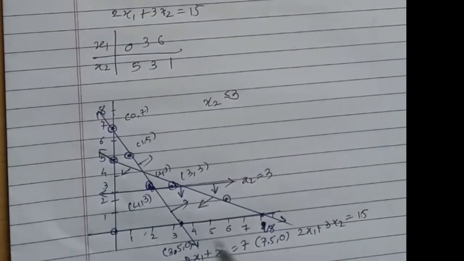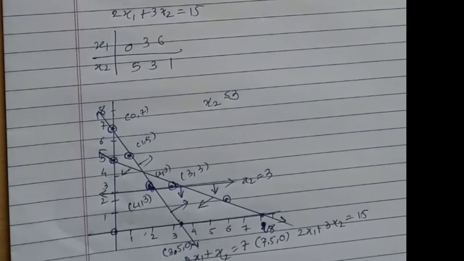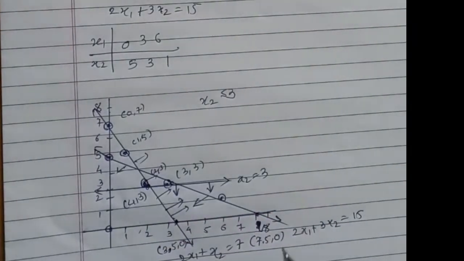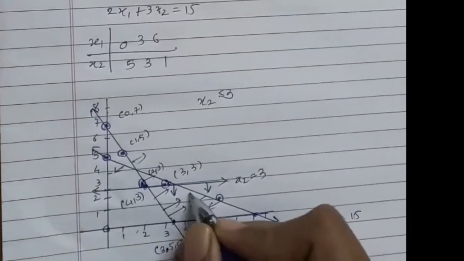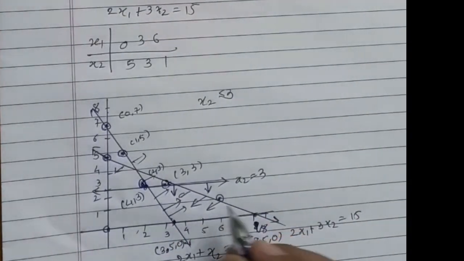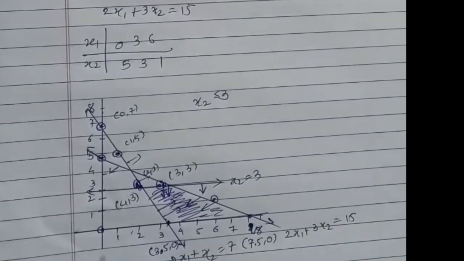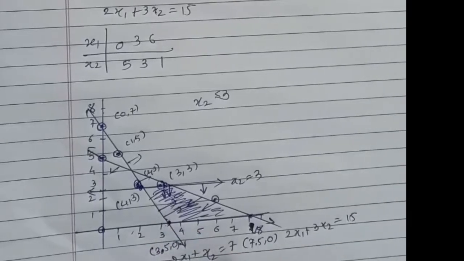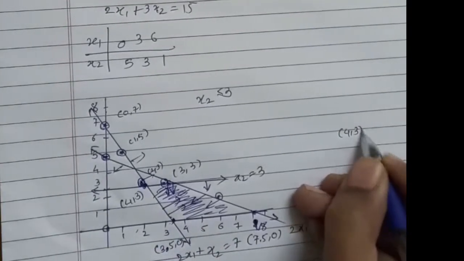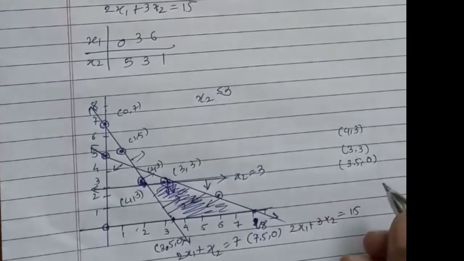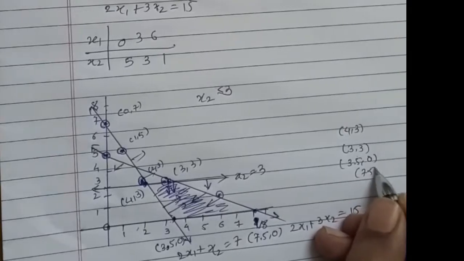As you can see here, 2x1 + x2 is greater than or equal to 7, so we take this side portion. Next is 2x1 + 3x2 less than or equal to 15, so we take this portion, and x2 less than or equal to 3, this downward portion. Overall this portion is our shaded portion, and the corner points of this shaded portion are these 4 points: (4, 3), (3, 3), (3.5, 0), and (7.5, 0).